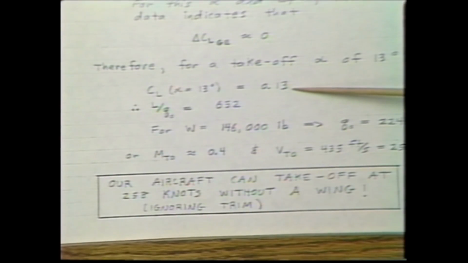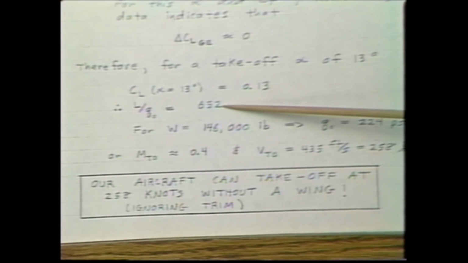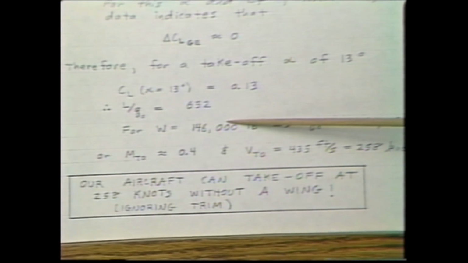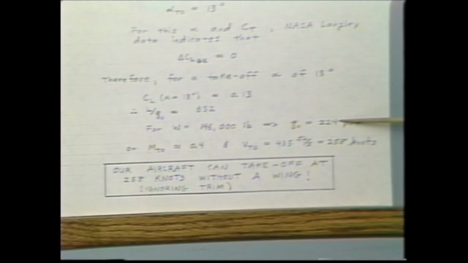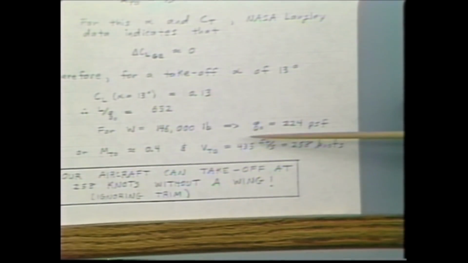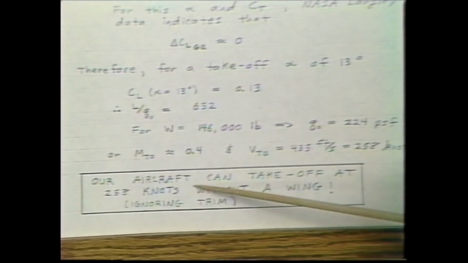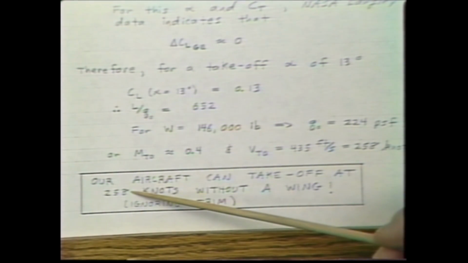Therefore, going down here, using the equations derived there for lift coefficient, at 13 degrees we get about 0.13 lift coefficient, and that relates to a lift over dynamic pressure of 652. For our weight of 146,000 pounds, that means that we have to be flying at a dynamic pressure of 224 psf, and that corresponds to a 258 knot takeoff speed. Without wings, our body will take off at 258 knots at 13 degrees angle of attack. So we'll take that as our preliminary takeoff speed, not even considering wings yet.